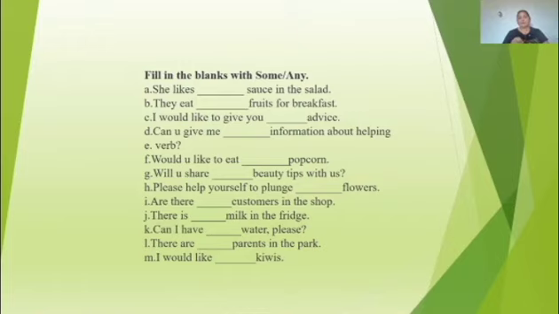Normally, when you learn intonation, the tone or tune of the English language, you should know the way to raise and lower your voice. Would you like to eat some popcorn? Will you share any beauty tips with us? Please help yourself to any flowers, some flowers. Are there any customers in the shop? There is some milk in the fridge. Can I have some water, please? There are some parents in the park. I would like some kiwis. So this is how you need to learn nouns.